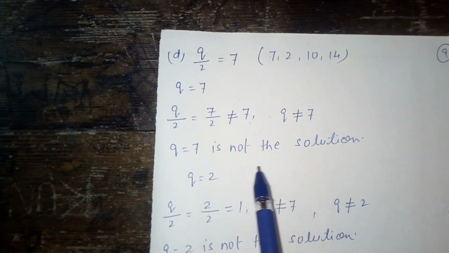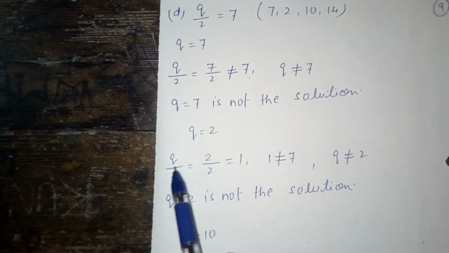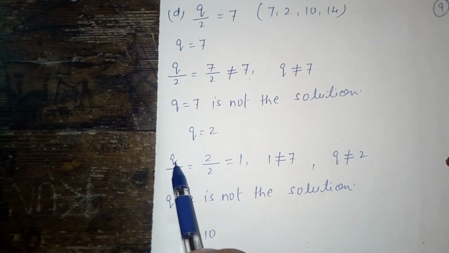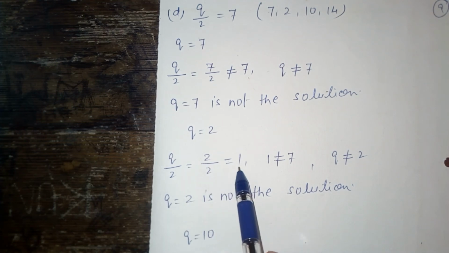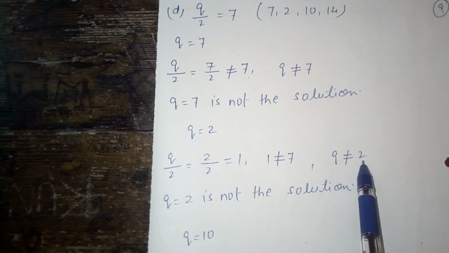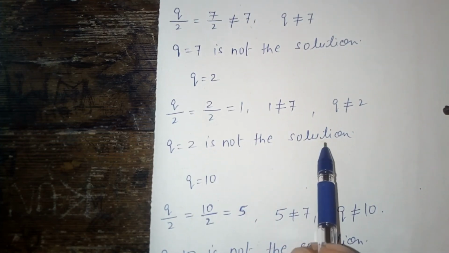Again, we will discuss q is equal to 2. So the value of q upon 2 will be, in place of q we will write 2. 2 upon 2 is equal to 1. According to calculation, 1 is not equal to 7. Therefore, q is not equal to 2. So q is equal to 2 is not the solution.